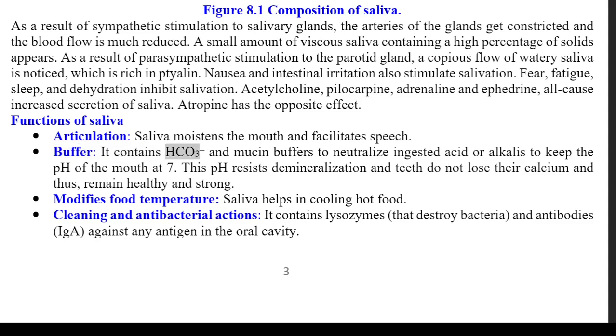Buffer: it contains HCO3 and mucin buffers to neutralize ingested acids or alkalis to keep the pH of the mouth at 7. This pH resists demineralization, and teeth do not lose their calcium and thus remain healthy and strong. Modifies food temperature: saliva helps in cooling hot food. Cleaning and antibacterial actions: it contains lysozymes that destroy bacteria, and antibodies, IgA, against any antigen in the oral cavity.